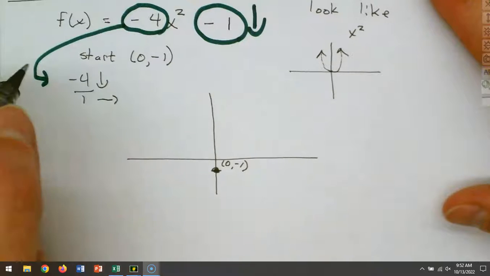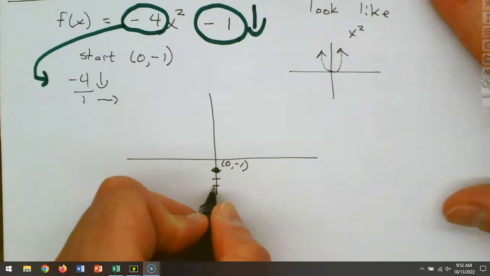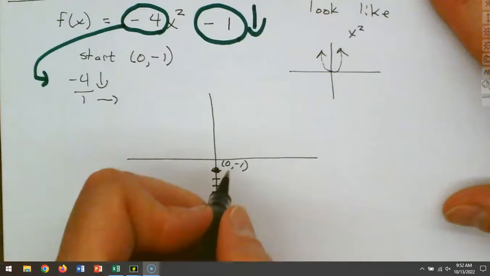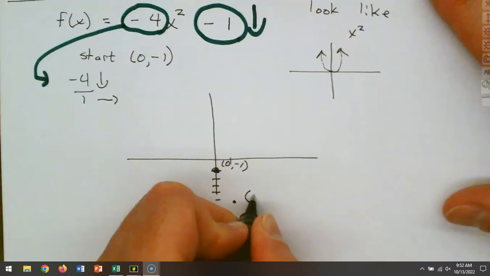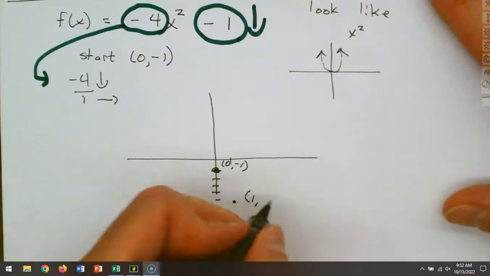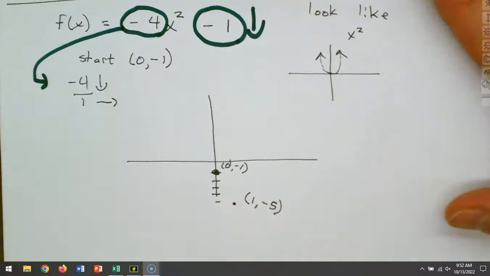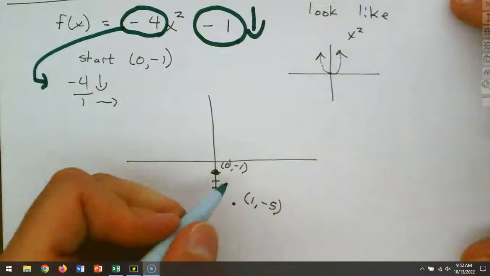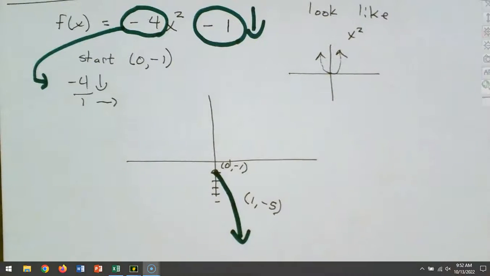And what are we going to do from here? We're going to go down 4, so 1, 2, 3, 4, and over 1. So that makes my new point 1, if we take 4 away, minus 4. I'm going to connect them together. That's half of it, right?